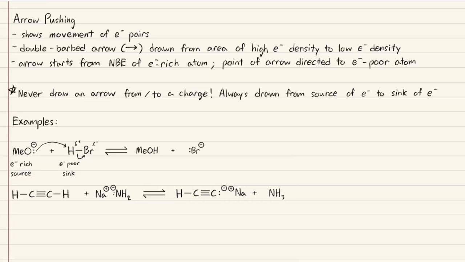Let's do this one more time for the second acid-base reaction. We can start by identifying the electron-rich and electron-poor species.